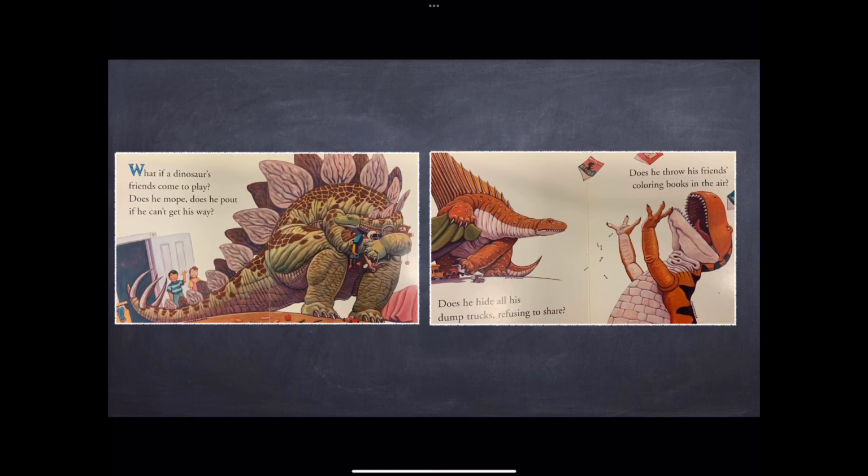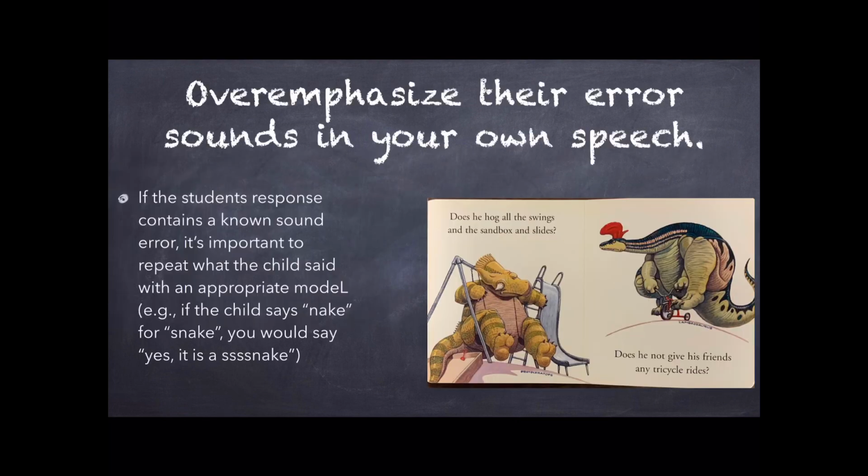What if a dinosaur's friends come to play? Does he mope? Does he pout if he can't get his way? Does he hide all his dump trucks, refusing to share? Does he throw his friends' coloring books in the air? Does he hog all the wings? Does he hog all the swings?